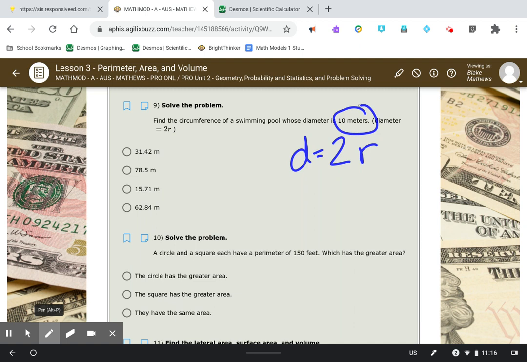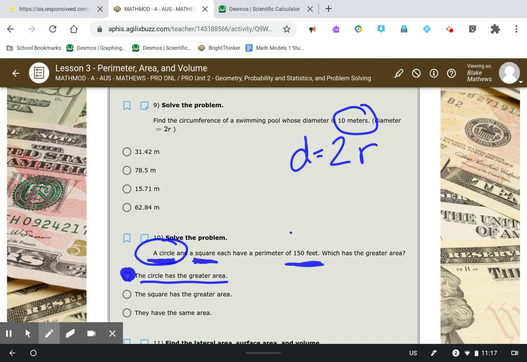Last problem, this is just a conceptual problem. A circle and a square each have a perimeter of 10 feet, which has the greater area? I'll just tell you right now, a circle is a better use of space than a square, meaning the perimeter is going to be better used in a circle. So the circle is going to have a greater area, and that's your answer for that one. I'll just give you that one straight up.